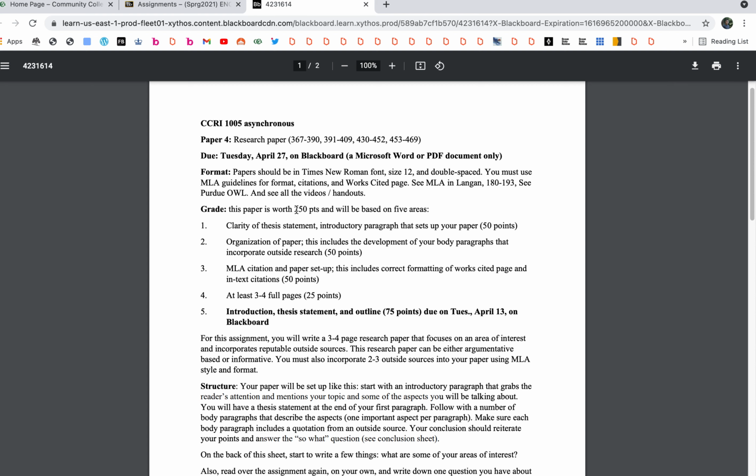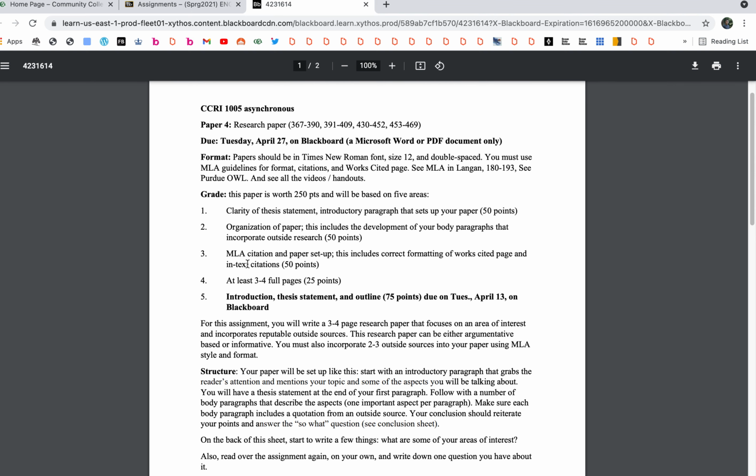The grade, this paper is worth the big money. We have 250 points and we're based on five areas. Clarity of thesis statement, introductory paragraph that sets up your topic, that's 50. Organization of paper, body paragraphs that follow MULE guidelines, that's 50 points. And you're going to need to incorporate outside research in this paper. And I'll be uploading videos on that as well to walk through in-text citations and works cited pages and all that stuff. That's 50, including your in-text citations, MLA citation and paper setup, formatting of works cited page, correct format.